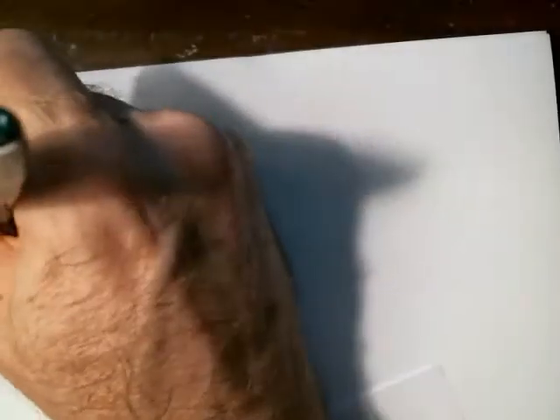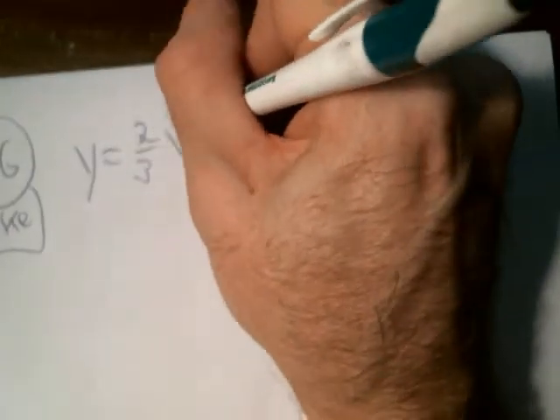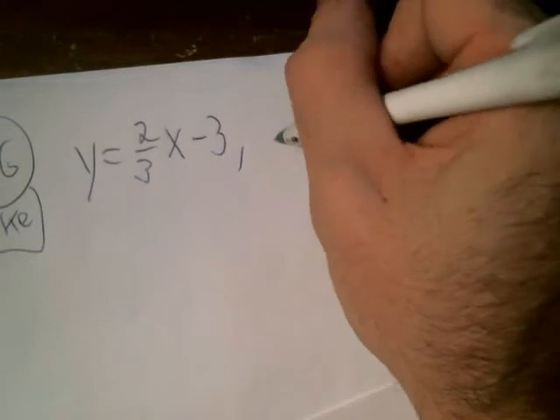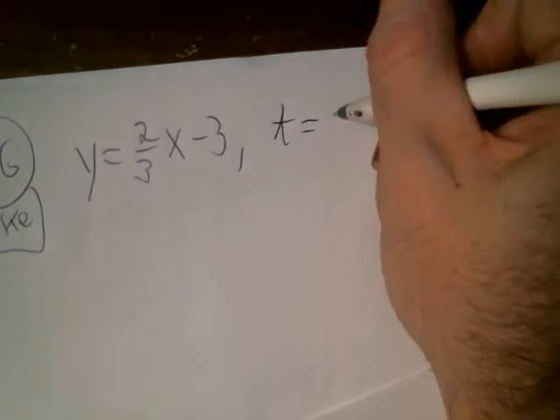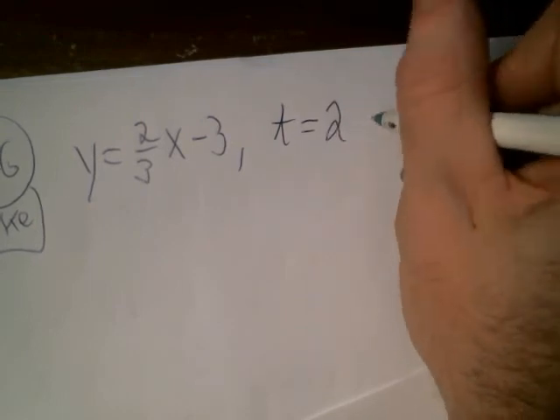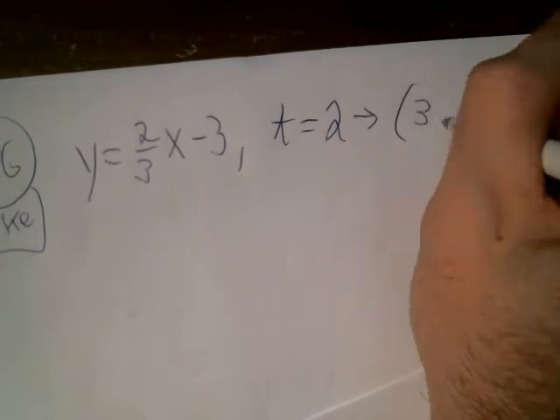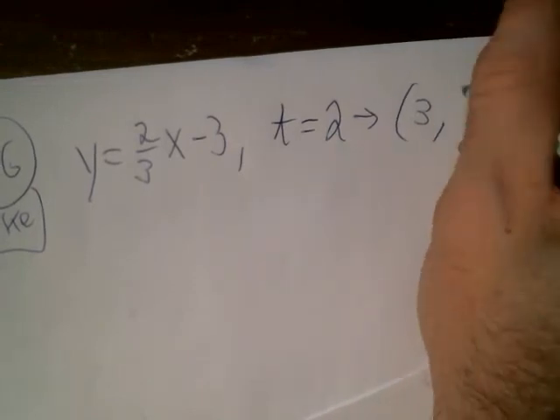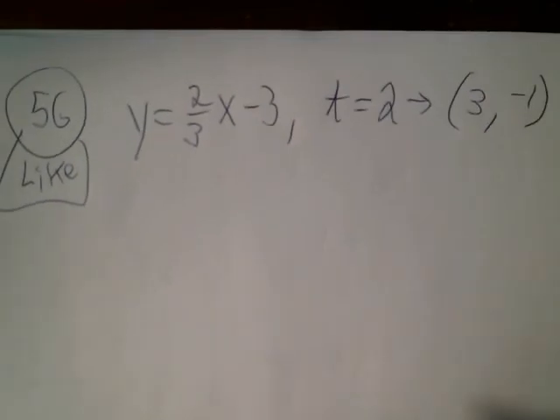Okay. So let's just make up a new one. So this is like 56. y equals 2/3 x minus 3. And then I want, when I'm at t equals 2, to be at the point, and you can just use whatever you want, (3, -1). Okay, so what did I do?